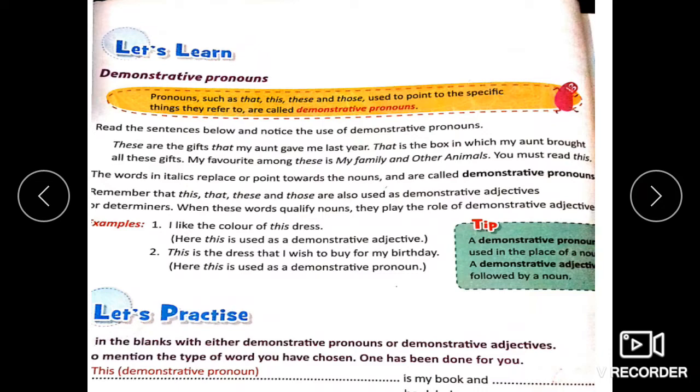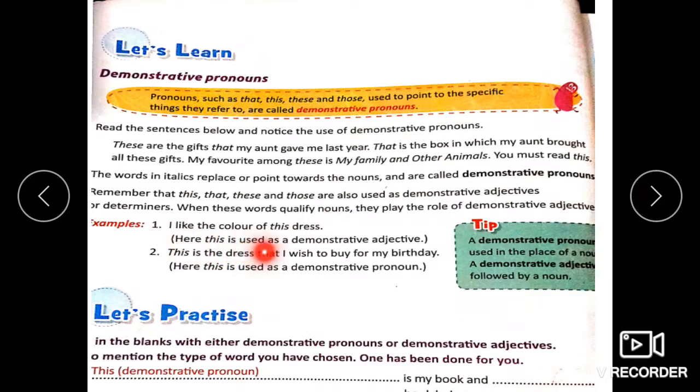Now, one very important thing is that demonstrative words are also used as demonstrative adjectives. So, we should know how to differentiate between a demonstrative pronoun and a demonstrative adjective. Do not mingle both. Do not get confused. I'll teach you how a demonstrative adjective is different from a demonstrative pronoun. Look at these examples. Let us read here. I like the color of this dress.